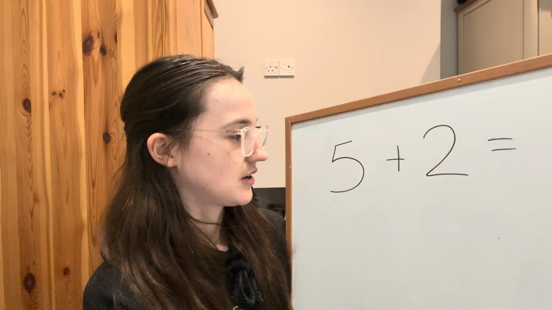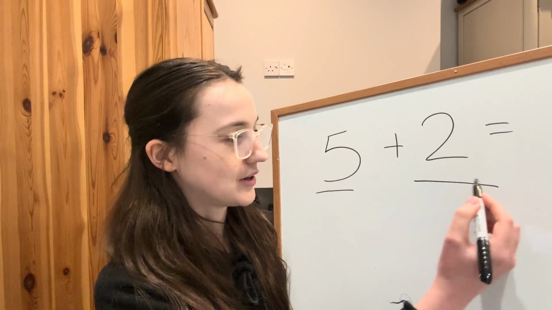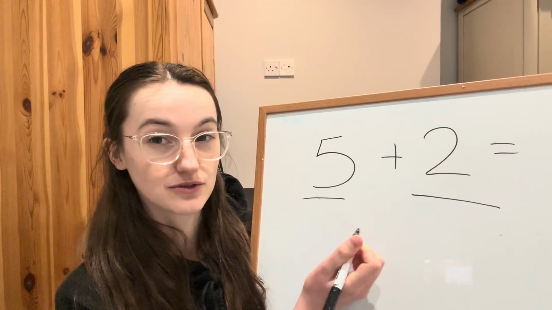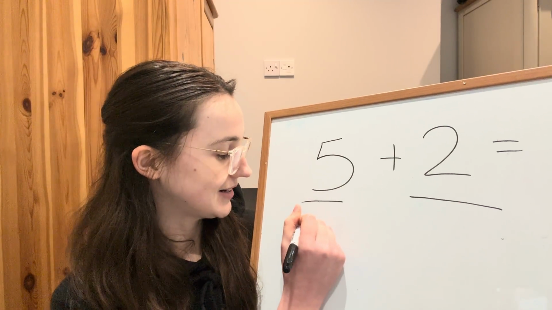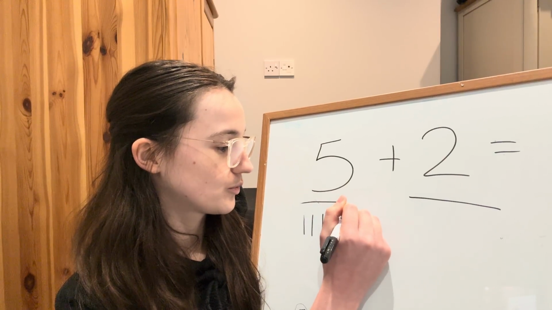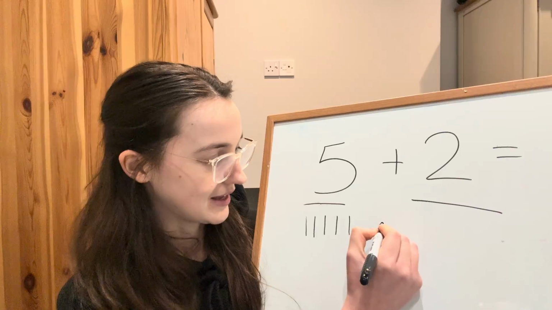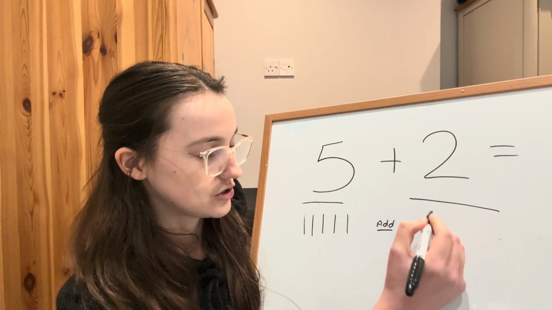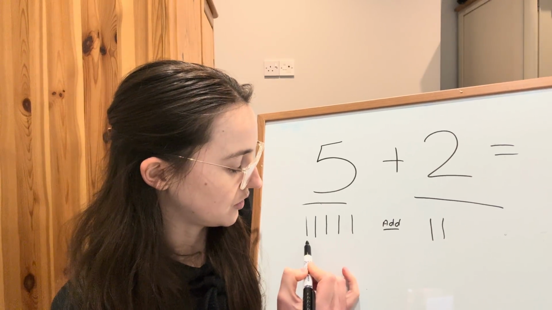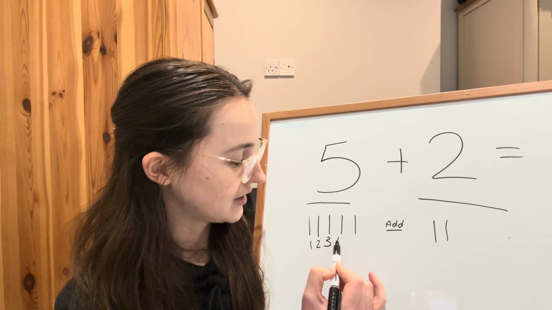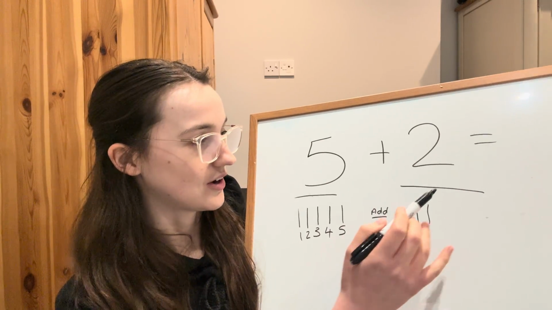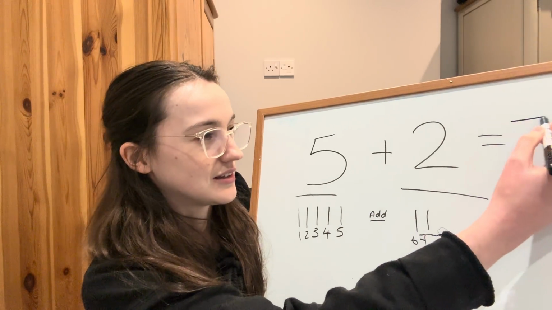Okay, so the easiest way to do it, if you've got 5, can you count to 5? And I'm going to do a line for each one, alright? So ready? 1, 2, 3, 4, 5. And we're going to add 2: 1, 2. So if we add all the lines up, we've got 1, 2, 3, 4, 5, 6, 7. Okay? So your answer, 5 plus 2, is 7.